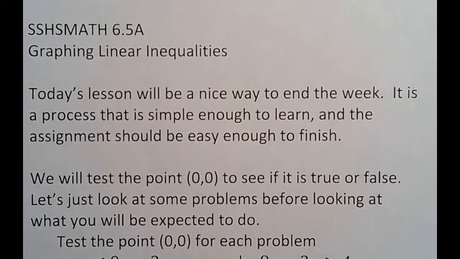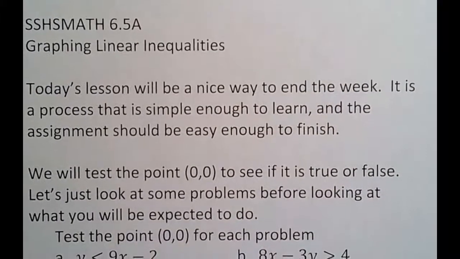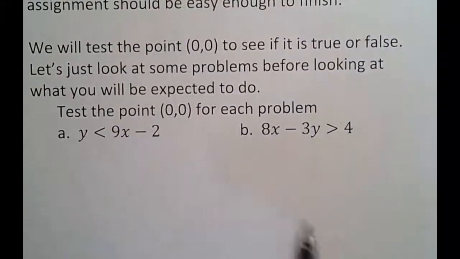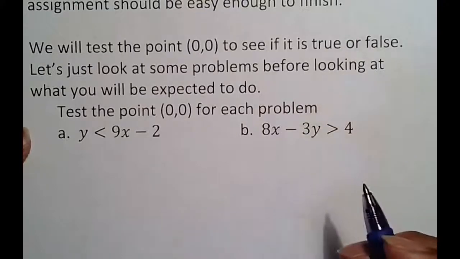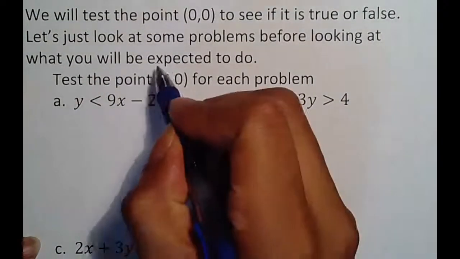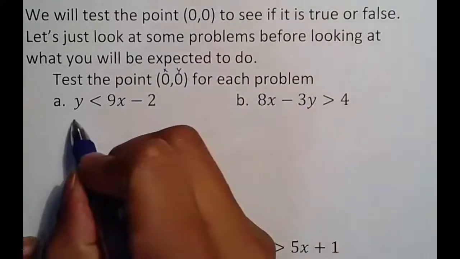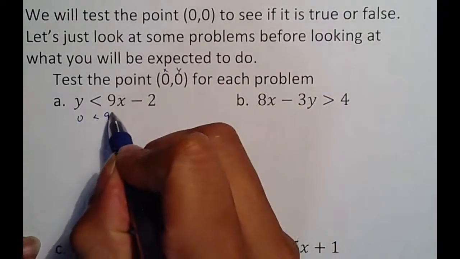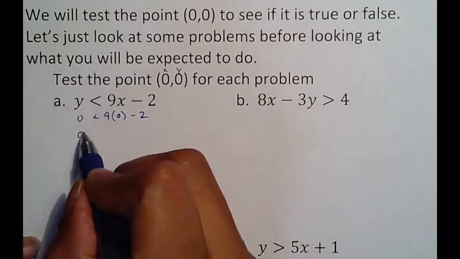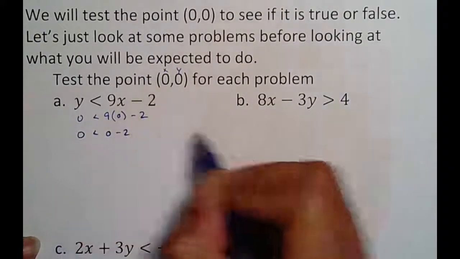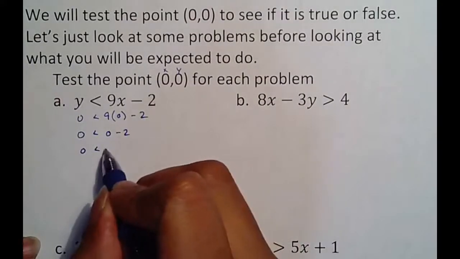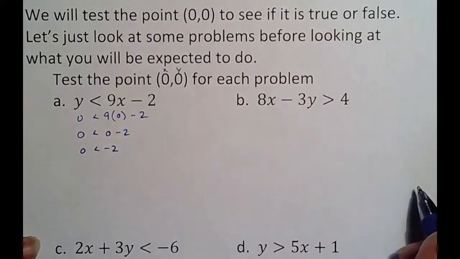So let's just look at some problems real quick before we look at what you'll be expected to do. Testing the point 0, 0 is simple, and I'm going to do it the long way. You don't need to write this, but just follow along mentally to make sure you understand what I'm doing. So 0, 0 means that x is 0 and y is 0. So this turns into 0 is less than 9 times 0 minus 2. This turns into 0 is less than 0 minus 2, which then turns into 0 is less than, well, 0 minus 2 is negative 2.